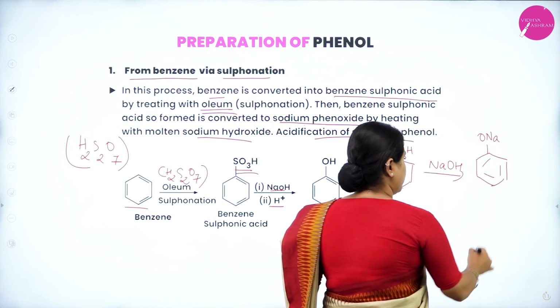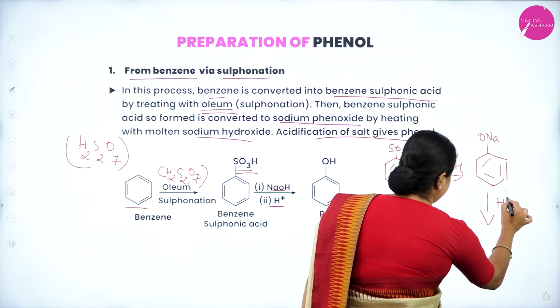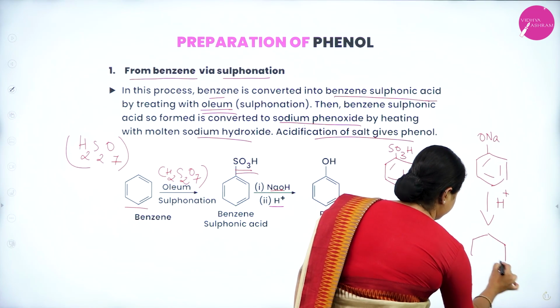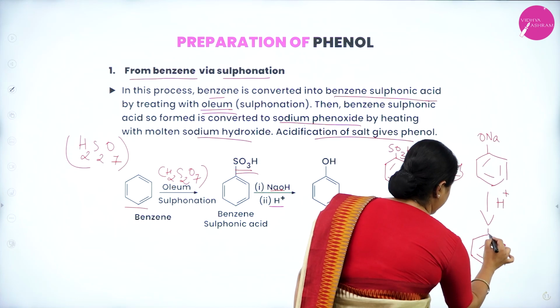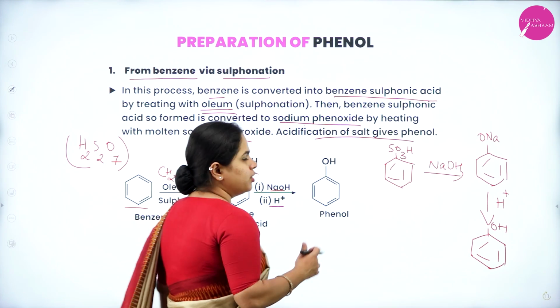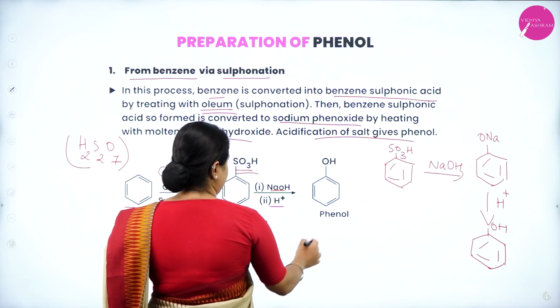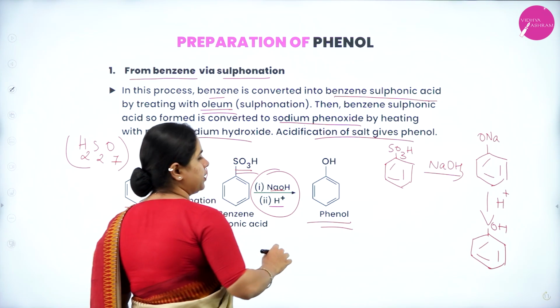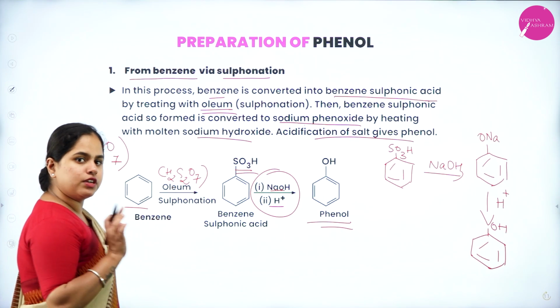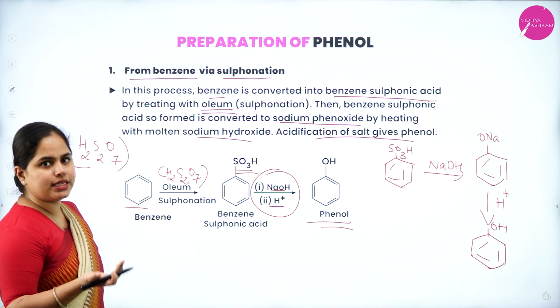So this is sodium phenoxide. Then I am going to acidify it. What are you going to get? You are going to get phenol. OH will be present here. So phenol will be obtained. Both steps are written here together. So this is the first method of preparation, from oleum by sulfonation.